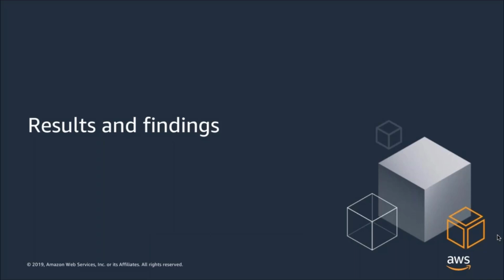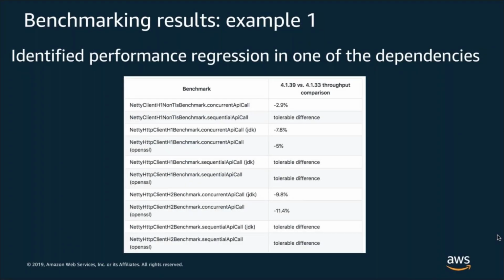We've seen why we need benchmarking. It's time to find out the results and findings from the benchmarking. One example is from our recent dependency update, where we were able to identify performance regression in one of our dependencies. After we updated the version, we ran the benchmarks and found that some of the benchmarks were generating less throughput compared with baseline. So we reported the issue to the library maintainer and helped narrow down the issue and verify the fix after they pushed out the changes.